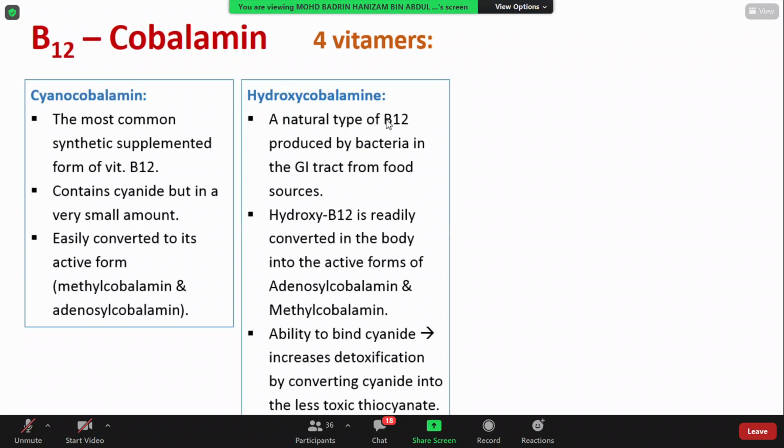The second form of the vitamin is hydroxycobalamin. This hydroxycobalamin is a natural type of vitamin B12 produced by bacteria in the GI tract and from some food sources.